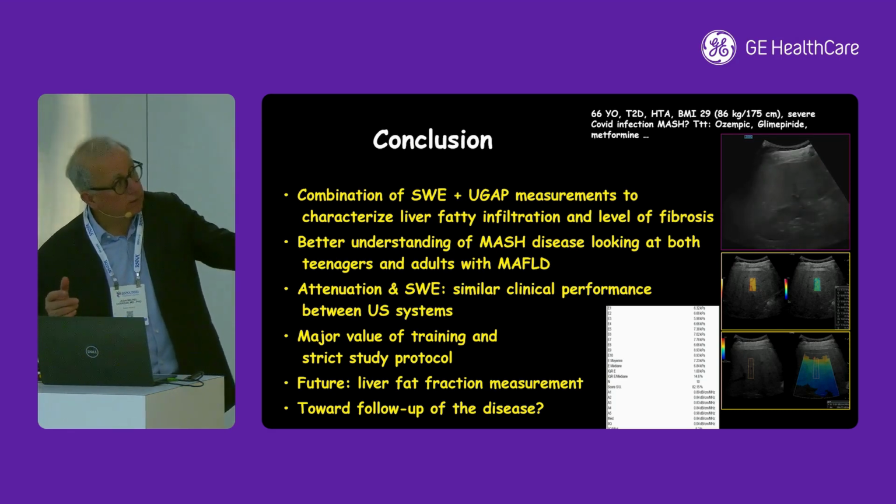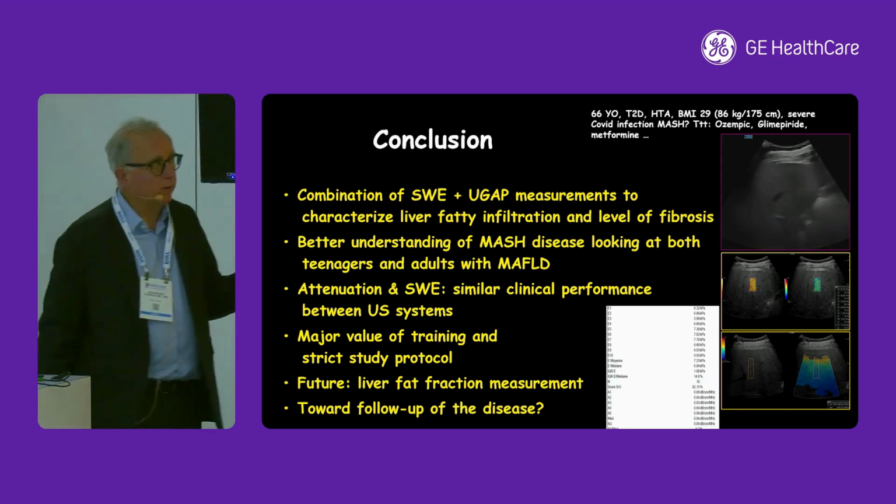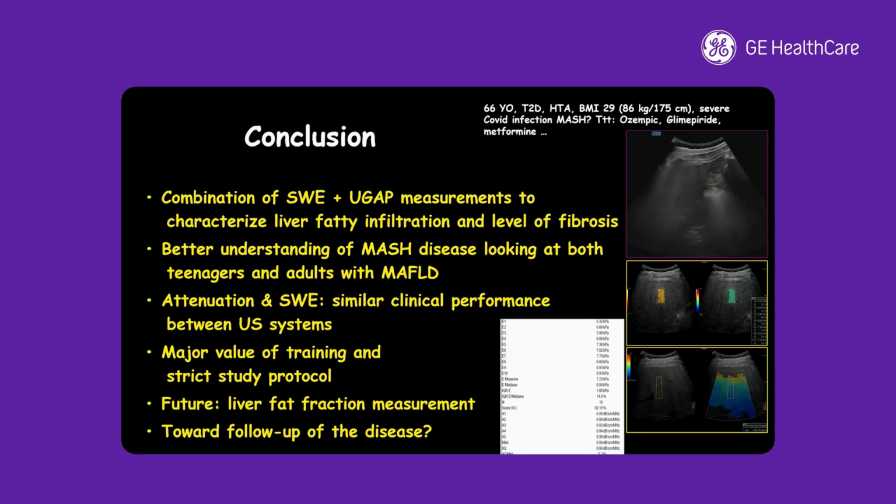And of course, when you see such a bright liver, a steatotic liver, despite the fact that this patient is not obese, he's only BMI 29, 86 kilograms, you look at the liver, it's obvious that you have massive steatosis, or at least steatosis. Then you get the measurement with shear wave elastography, and here UGAP, and you have all the numbers here, and you see that the median measurement is around 6.8 kilopascal.